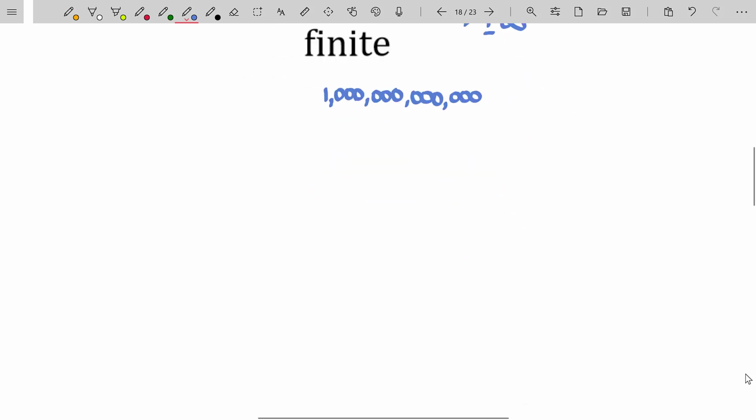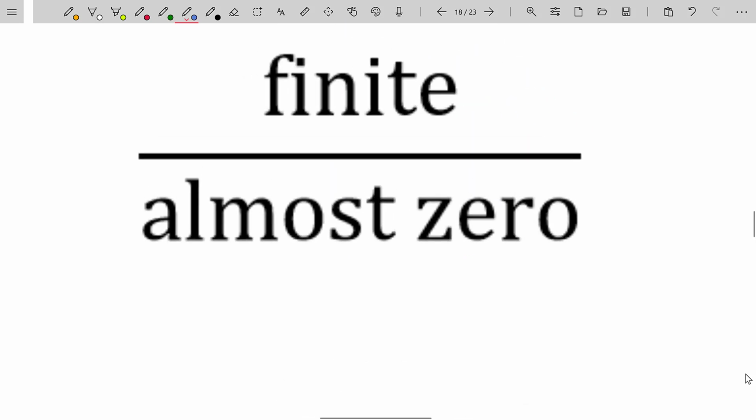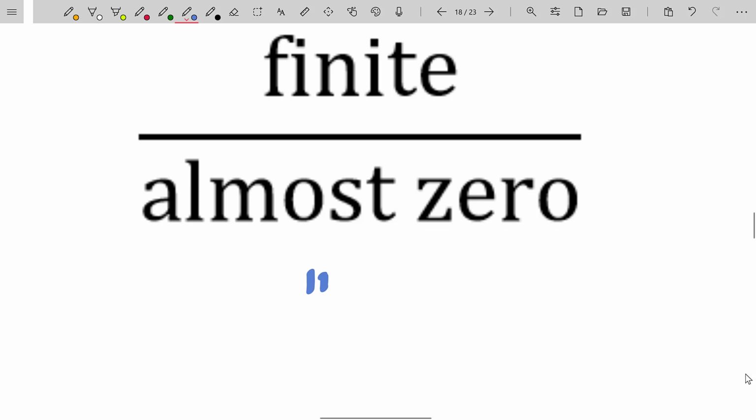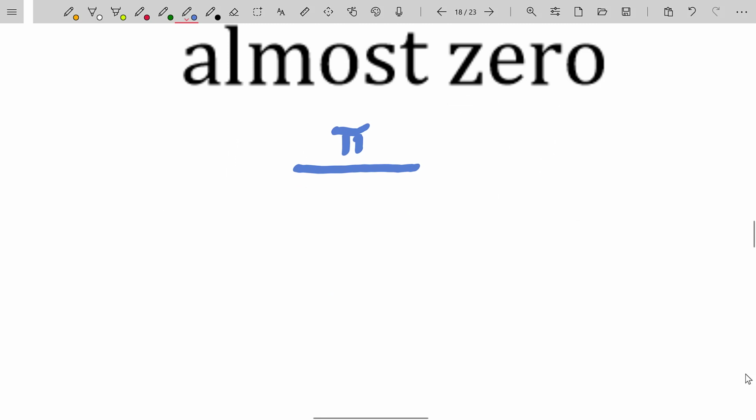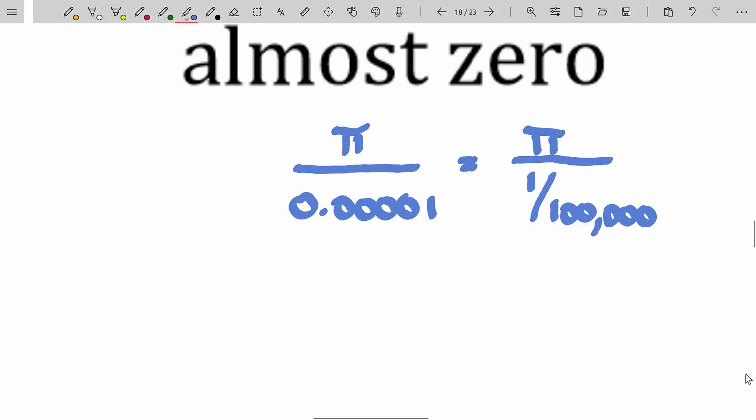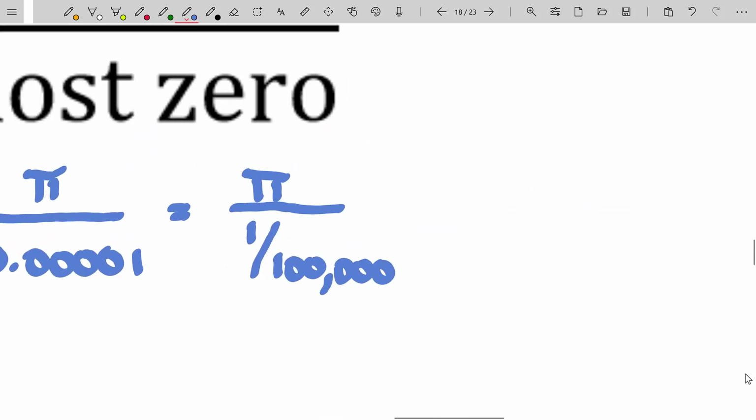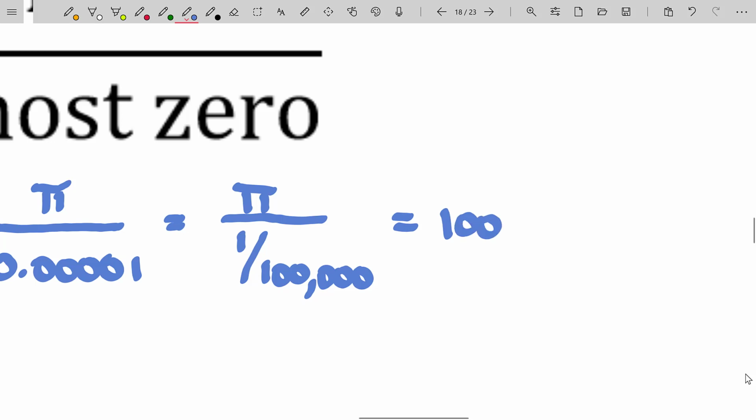Let's take a look at the third case. What if we have a finite number, again, we'll take the number pi, over something that's almost zero. So pi over something that's near to zero. Now let's think about a number that's close to zero. A lot of people will say like 0.00001 or something like that, right? And if you think about that number, this is the 100,000 place right there. So this is the same thing as saying I have pi over 1/100,000th. Now, from your arithmetic classes, you should know that that is the same thing as 100,000 times pi, right?